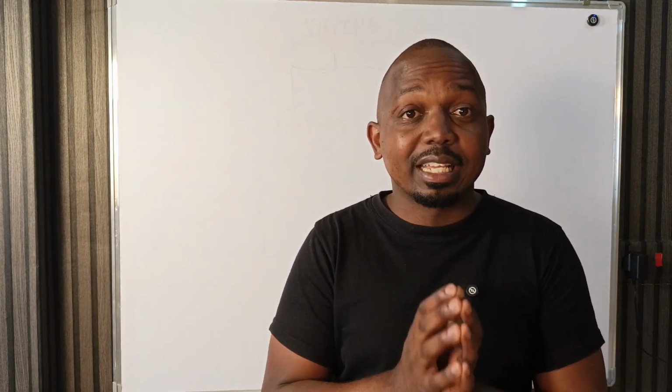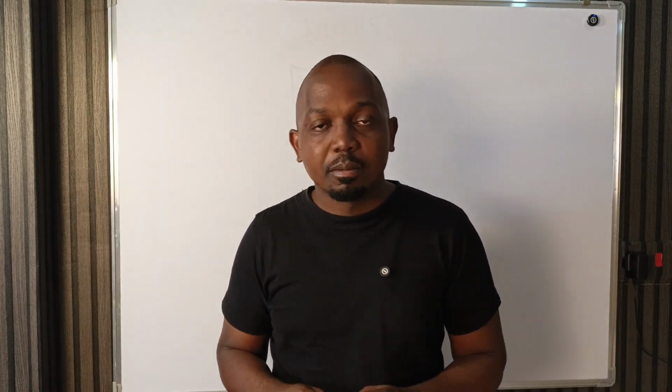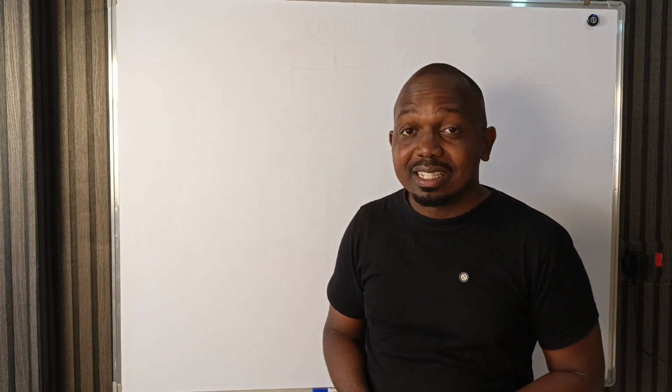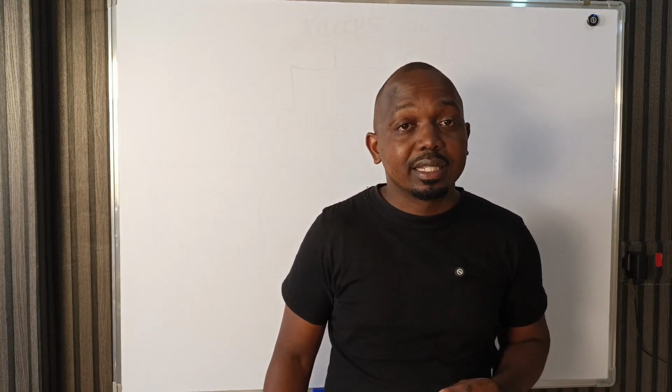So the question is, what do I need? The first thing that you really need are two things, or let's say three things. The first is your KCSE index number. When you go to the portal, the first thing that you have to fill in is your KCSE index number and the year in which you sat for your KCSE.